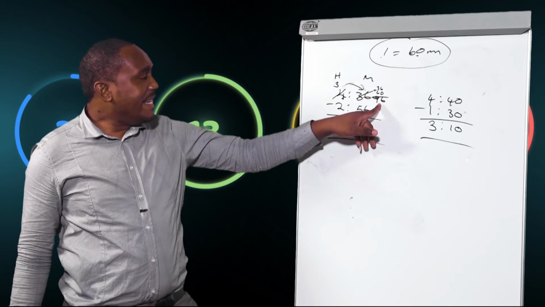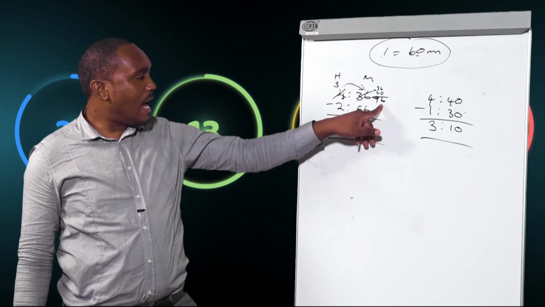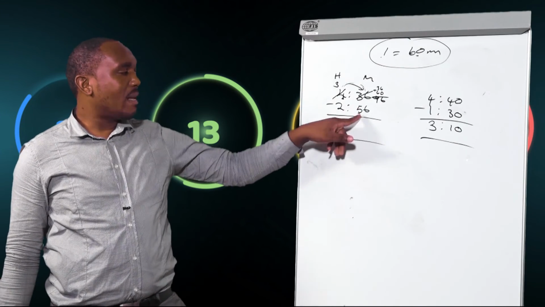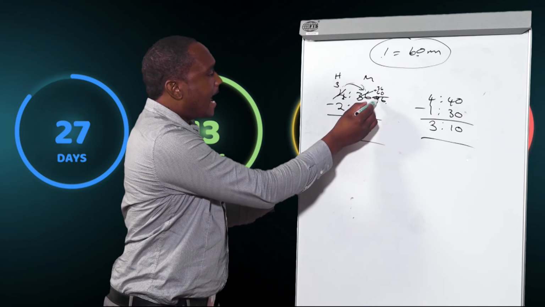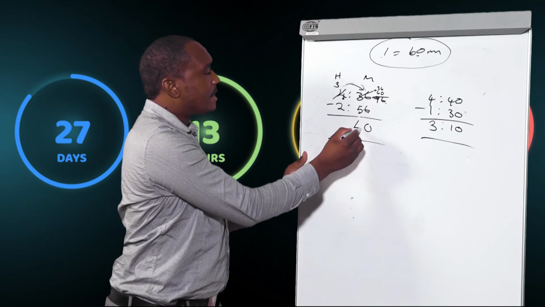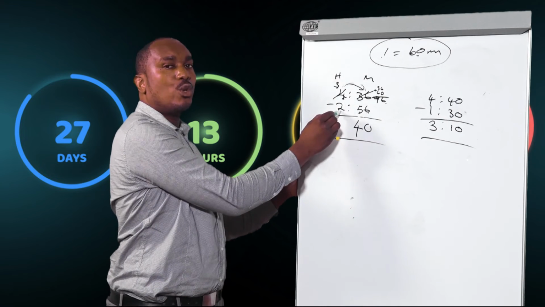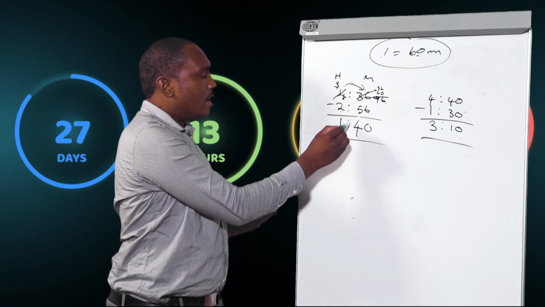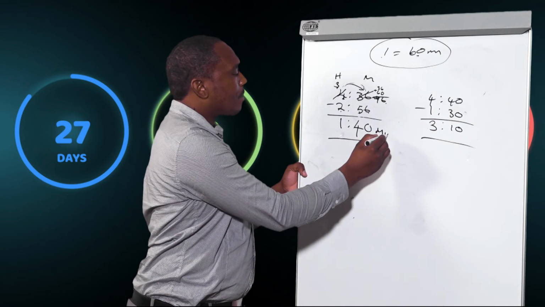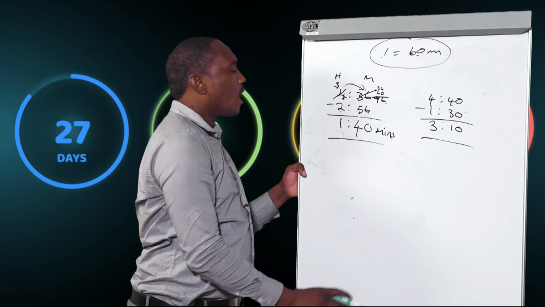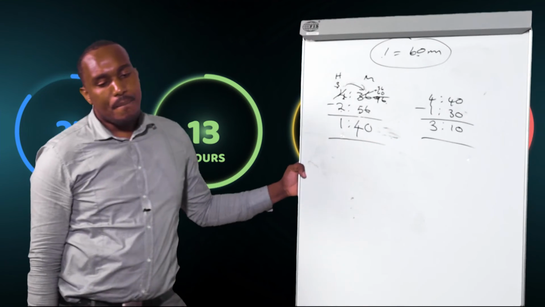So now you say 96 subtract 56, because now it is bigger there. 6 subtract 6, it's 0. 9 subtract 5, it's 4. Here it is 3, here 2. 3 subtract 2, it's 1. So your answer will be 1 hour and 40 minutes. Because there is already hour and minutes, you just leave it there like that.